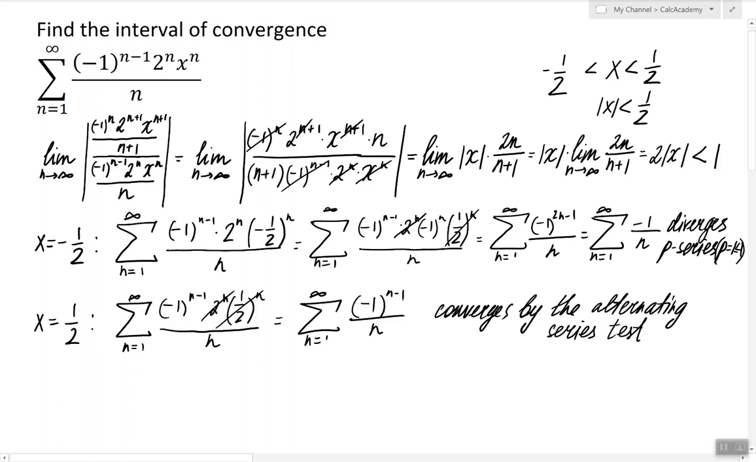So that means the original power series converges at 1/2 and diverges at -1/2. So we write our interval of convergence as from -1/2, excluding -1/2, all the way to 1/2, including 1/2. So this is the interval of convergence for the given series.